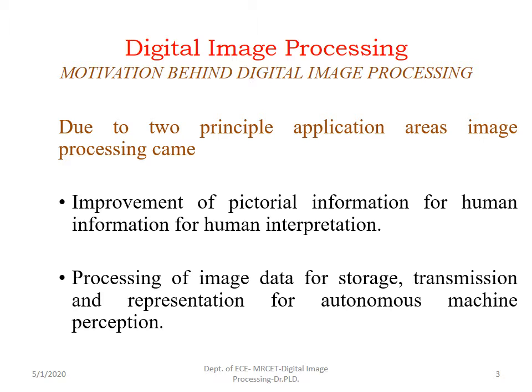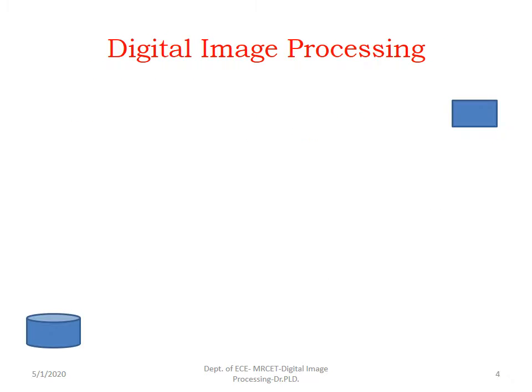depends on two principal application areas. That is, improvement of pictorial information for human interpretation, and processing of image data for storage, transmission, and representation for autonomous machine perception. For all these cases, it's very essential to have processing of an image which is not possible by the human eyes and which is not possible by the human brain. Because of that, digital image processing enters this technical field.